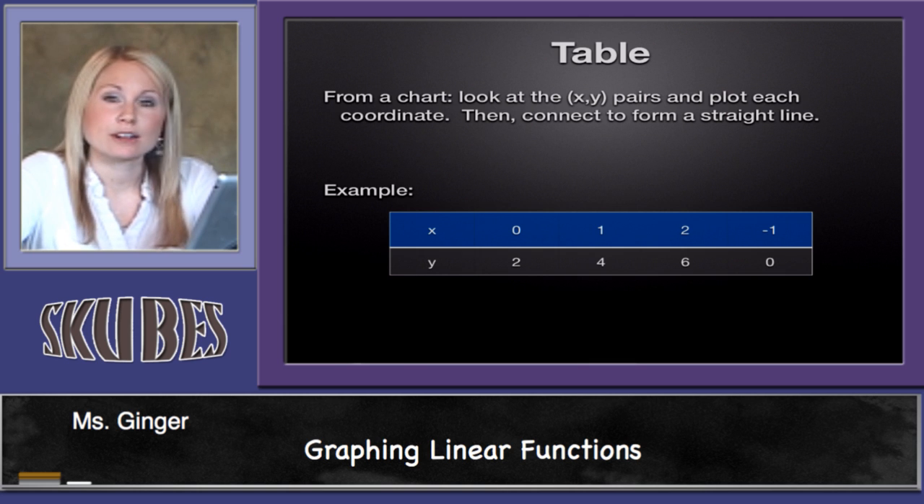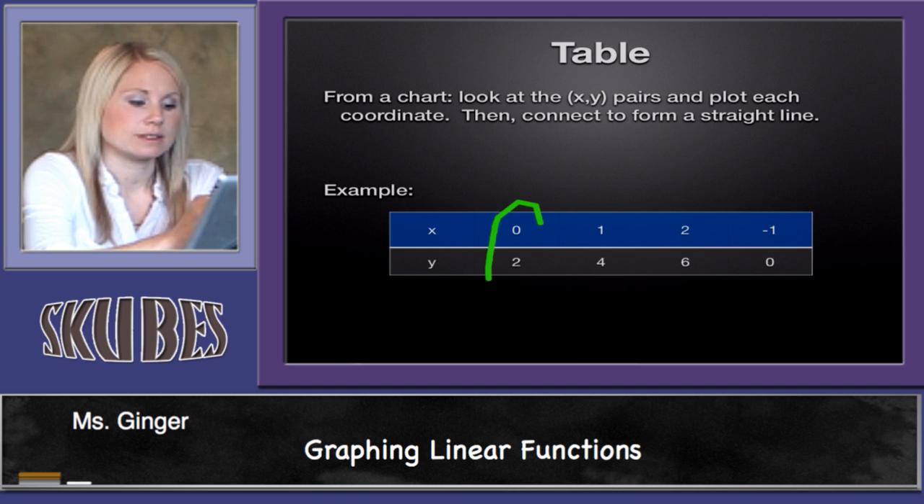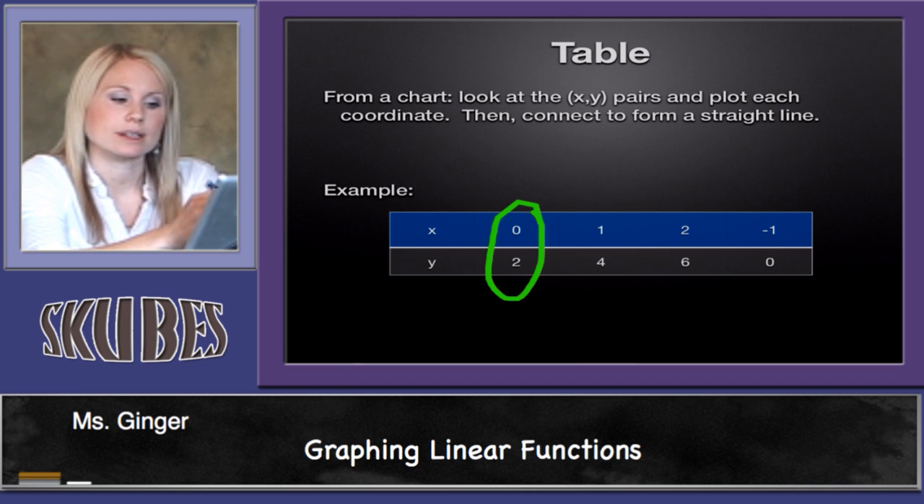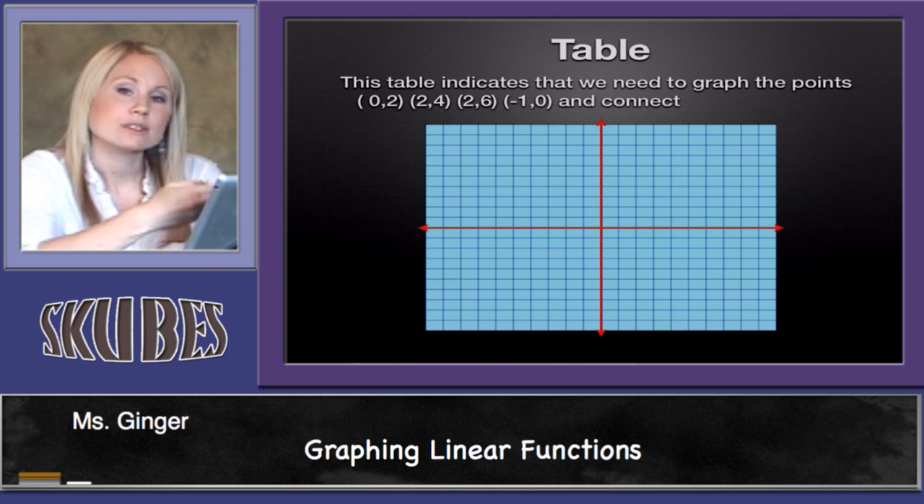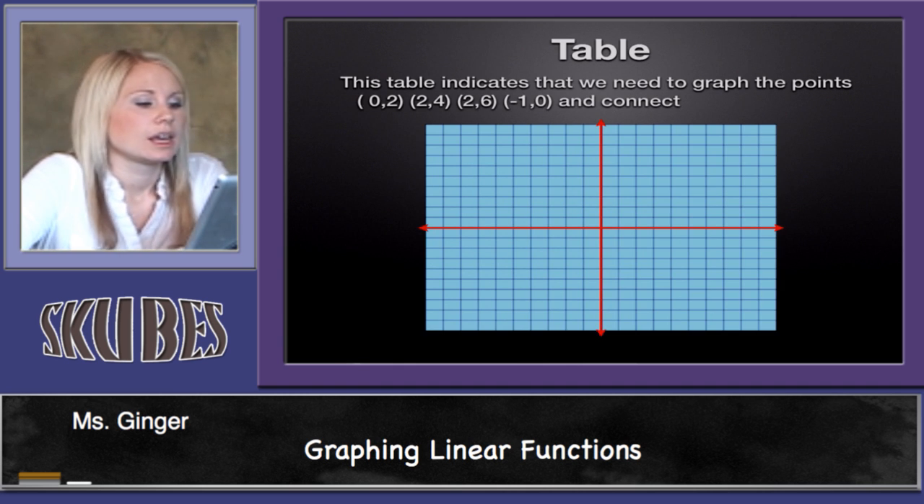Let's say that we were looking at a chart of values. X is on the top row and Y is on the bottom. What we would do if we needed to find this graph is we would go to the coordinate grid and plot each one of these XY pairs and connect. So let's try this one.